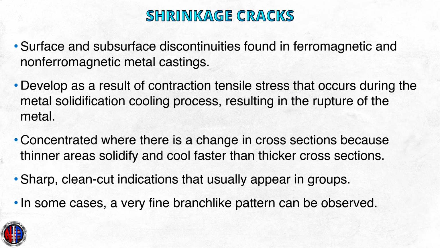Shrinkage cracks. Shrinkage cracks are surface and subsurface discontinuities found in ferromagnetic and non-ferromagnetic metal castings. Shrinkage cracks develop as a result of contraction tensile stress that occurs during the metal solidification cooling process, resulting in the rupture of the metal. Shrinkage cracks are concentrated where there is a change in cross-section because thinner areas solidify and cool faster than thicker cross-sections. Shrinkage cracks are sharp, clean-cut indications that usually appear in groups. In some cases, very fine branch-like patterns can be observed.